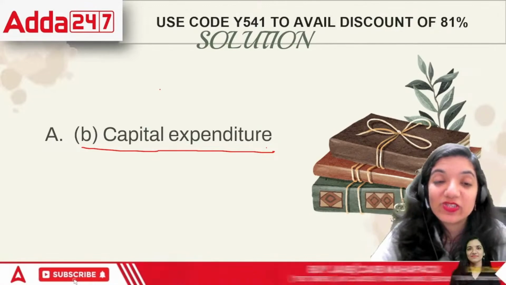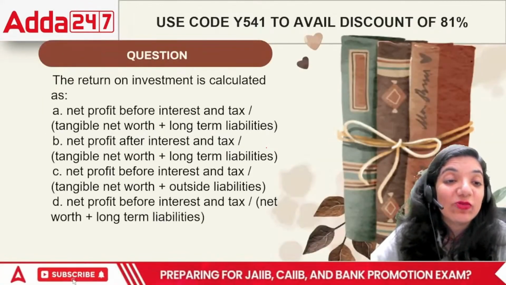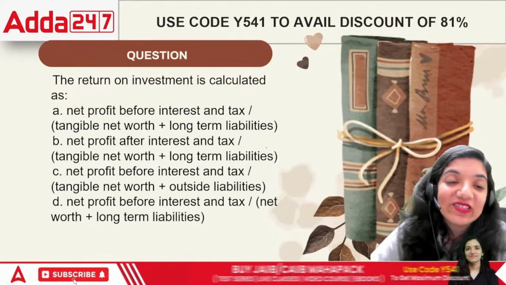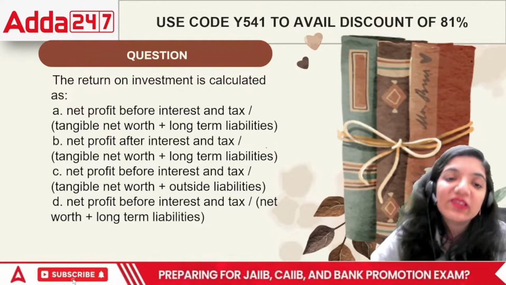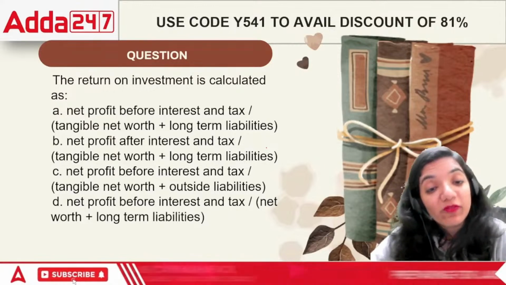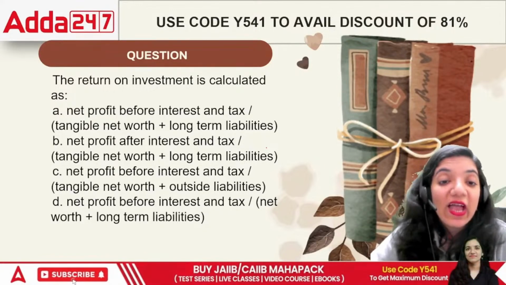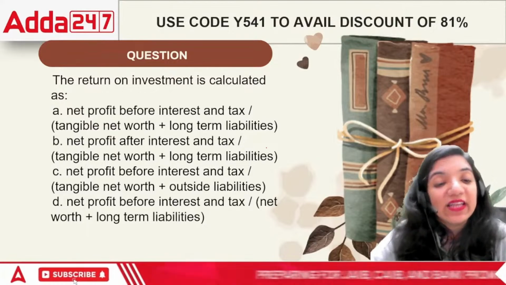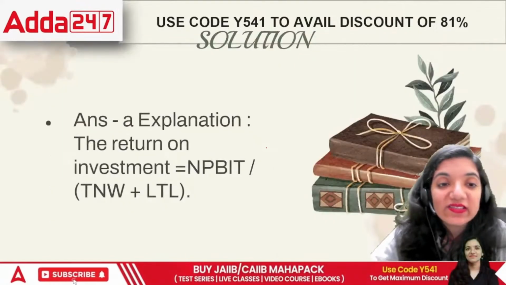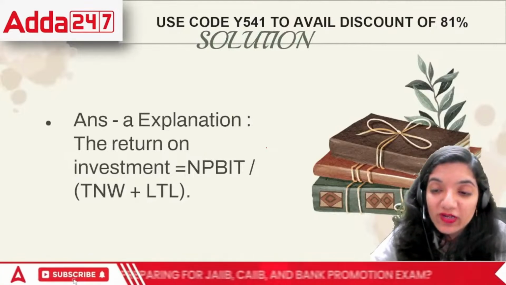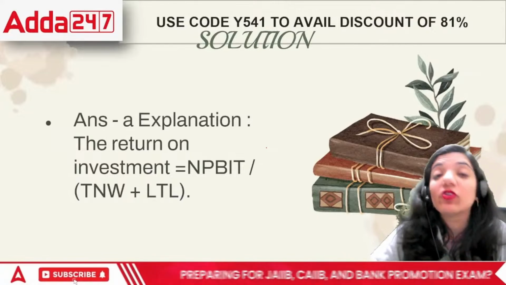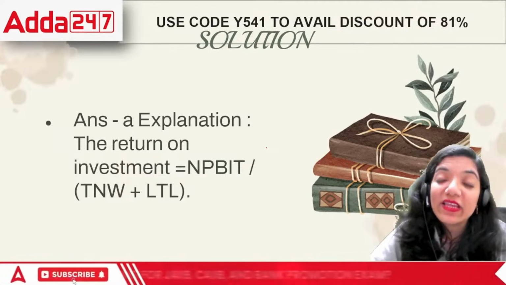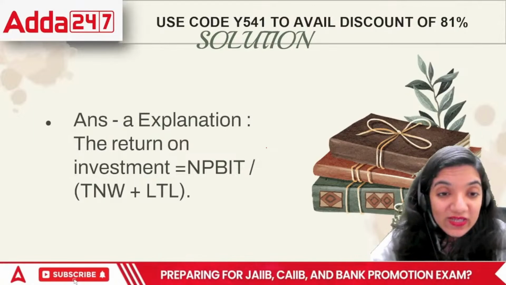The return on investment is calculated as net profit before tax divided by tangible net worth plus long-term liabilities, or net worth plus long-term liabilities, or net profit after tax, or net profit before tax and tangible net worth and outside liabilities. And then we can say net profit before interest and tax over net worth plus long-term liabilities. Normally it is before interest and tax, over the total net worth of the organization plus the LTL, that is long term loans. Why? Because the capital employed means the money invested in the business for a long period of time would be considered in this area.